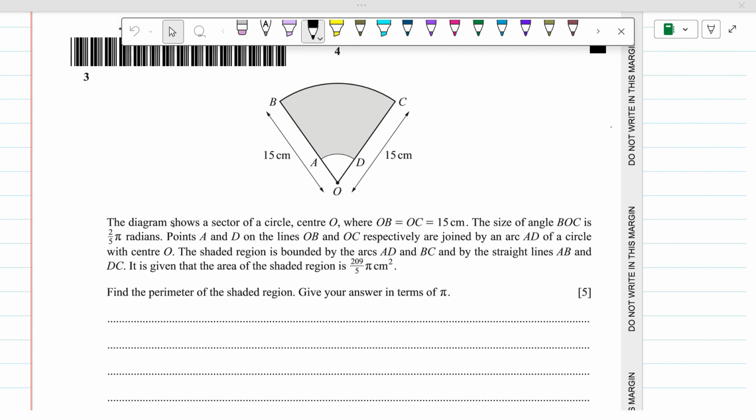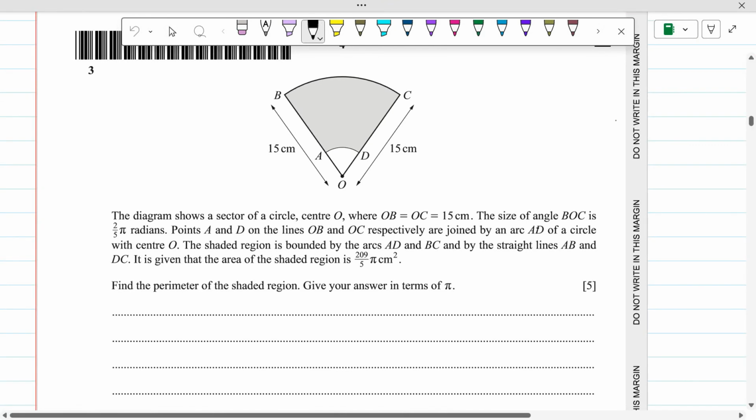Question number 3. The diagram shows a sector of a circle with center O, where OB and OC are equal to 15 centimeters. OB and OC are 15 centimeters, which is the radius. The size of the angle BOC is 2 pi over 5 radians. Okay, this one is given, which is 2 pi over 5.